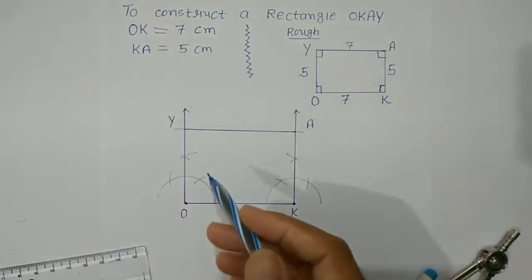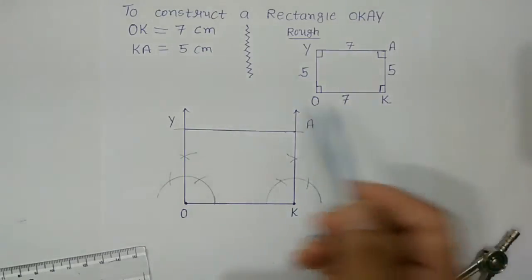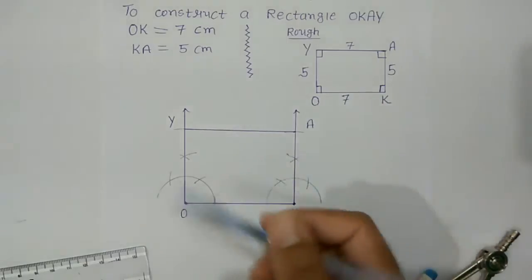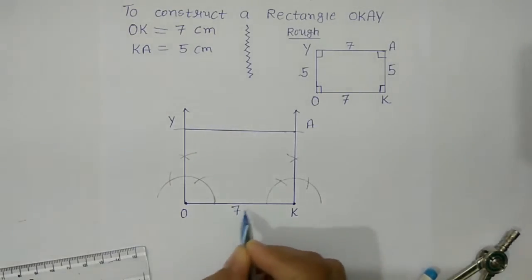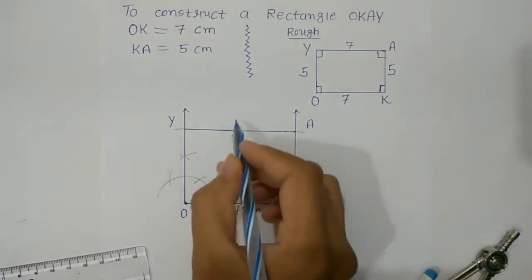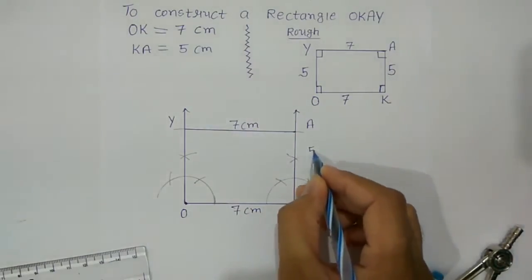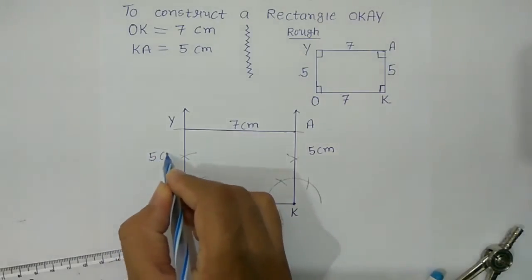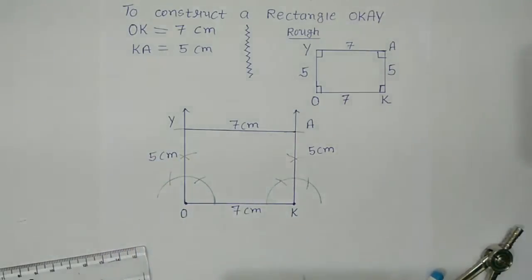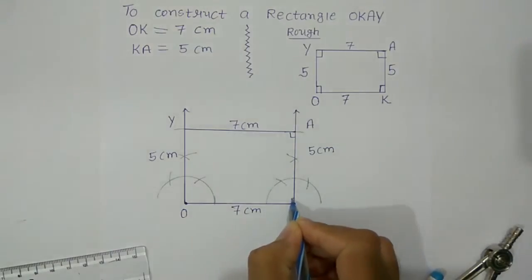So to draw this, first of all we must have knowledge about the properties of the rectangle, that the opposite sides are equal and all the angles are of 90 degree, right? Okay, we can also write down here the dimensions. This OK is of 7 centimeter. In the same way this also is of 7 centimeter. This KA is of 5 centimeter and YO is also of 5 centimeter. Okay, so all the angles are also, we know, of 90 degree, right?